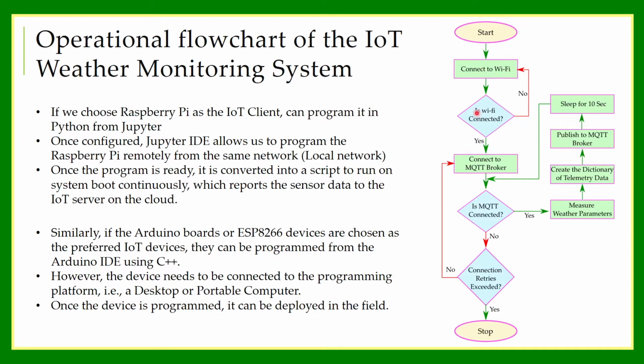Then, if the Wi-Fi is connected, the next step is to connect to the MQTT broker. This is the Thingsboard server actually, and once MQTT is connected, measure the weather parameters, all the temperature, humidity, pressure, etc., and then make a dictionary of the telemetry data. It's in JSON format, and then publish the data to the MQTT server, and then wait for 10 seconds. Then again repeat the process, measure and transmit again.